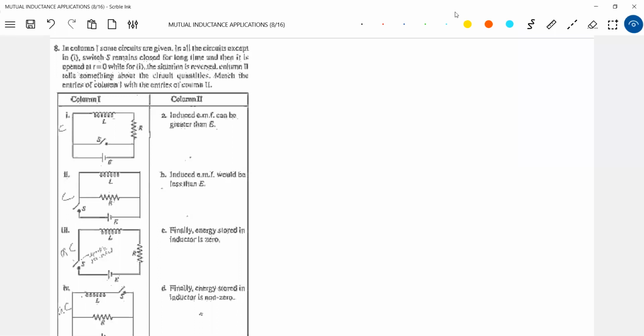Column 2 tells something about the circuit quantities. Match the entries in column 2 with entries of column 1.